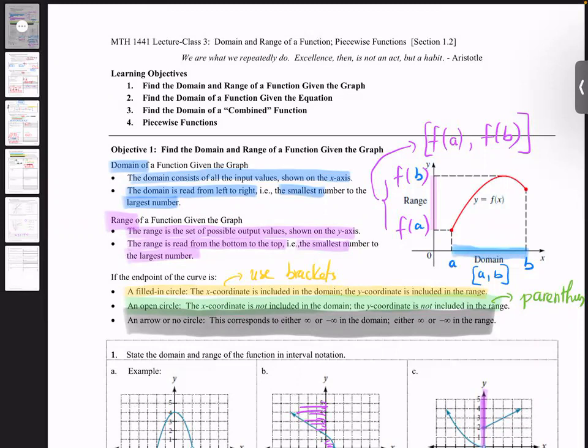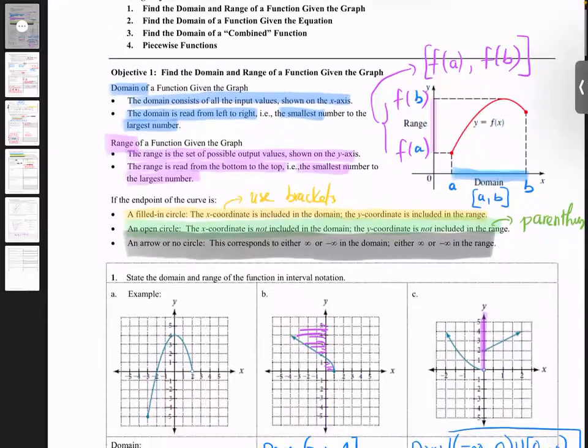For this lecture, we talked about domain and range of a function, right? So domain is all the x values, all the input. You're going to have to look at the x-axis projected to the graph, right? And then the range is all the y values or the output values. And we look at the y-axis projected to the graph.